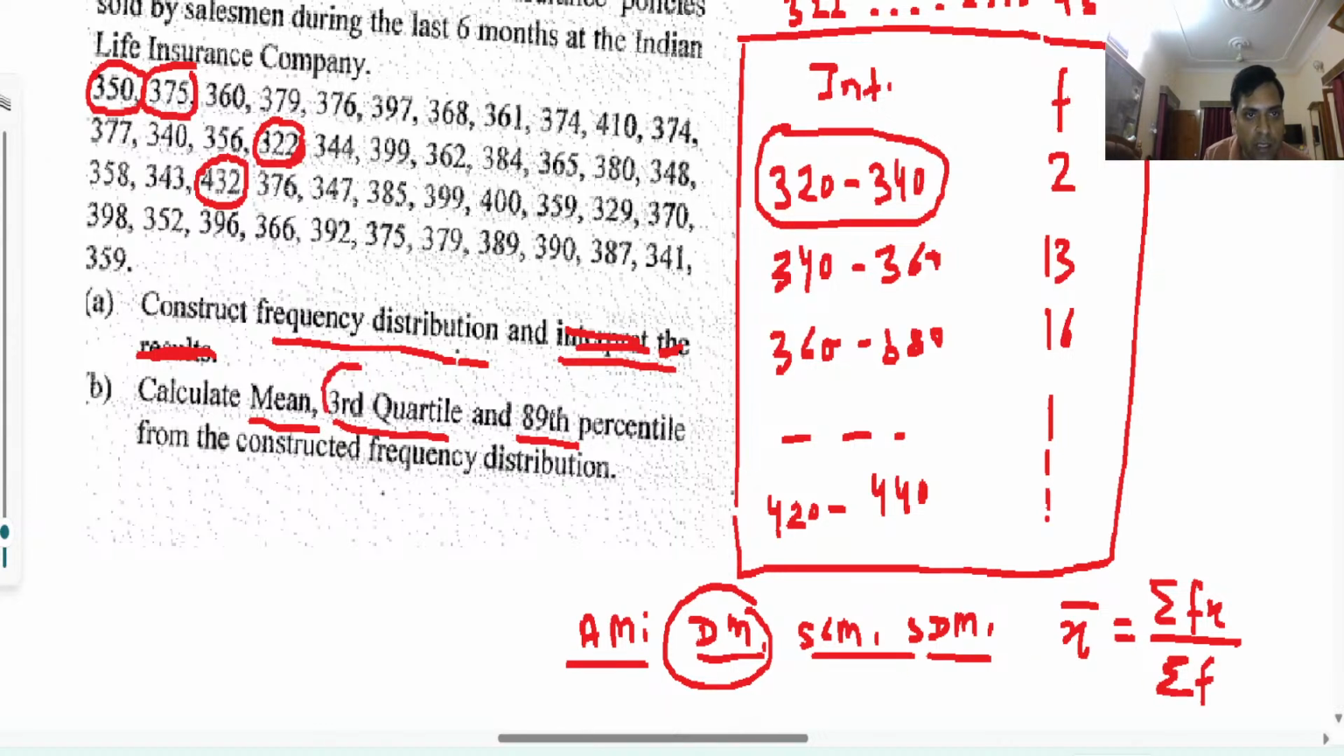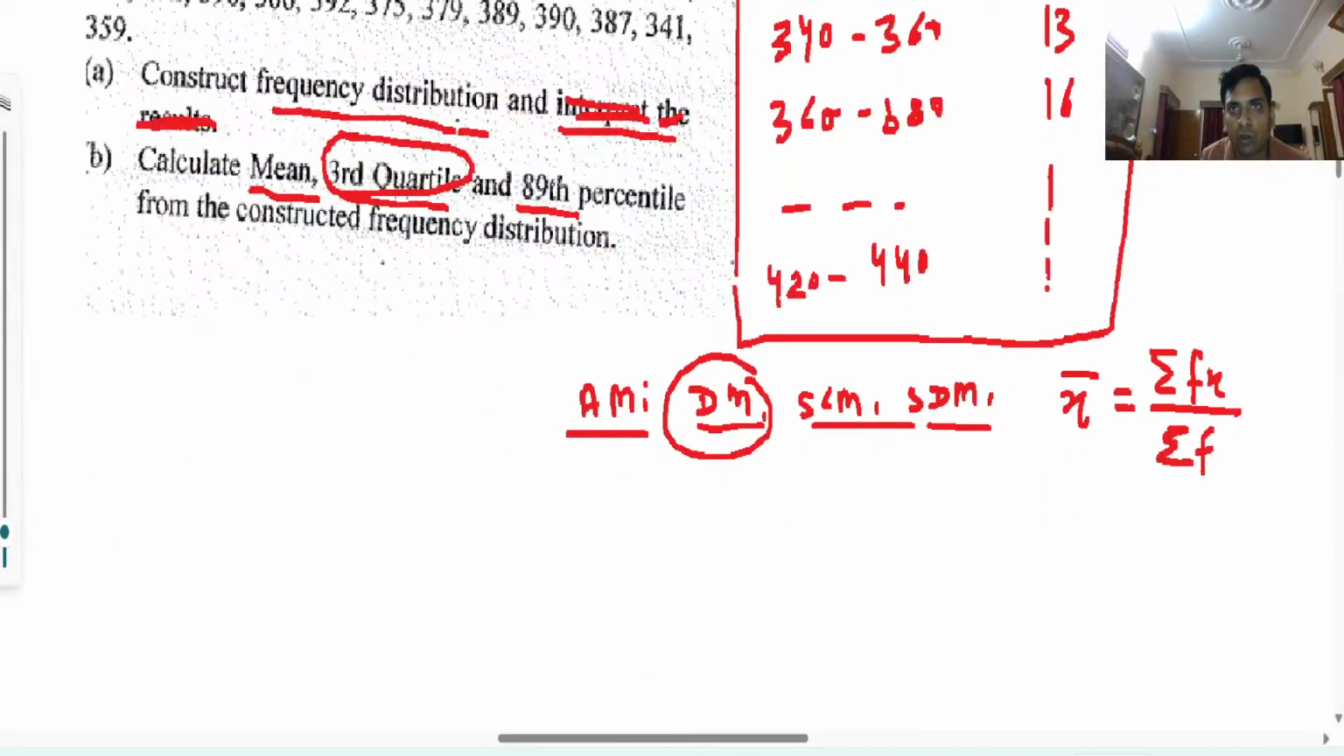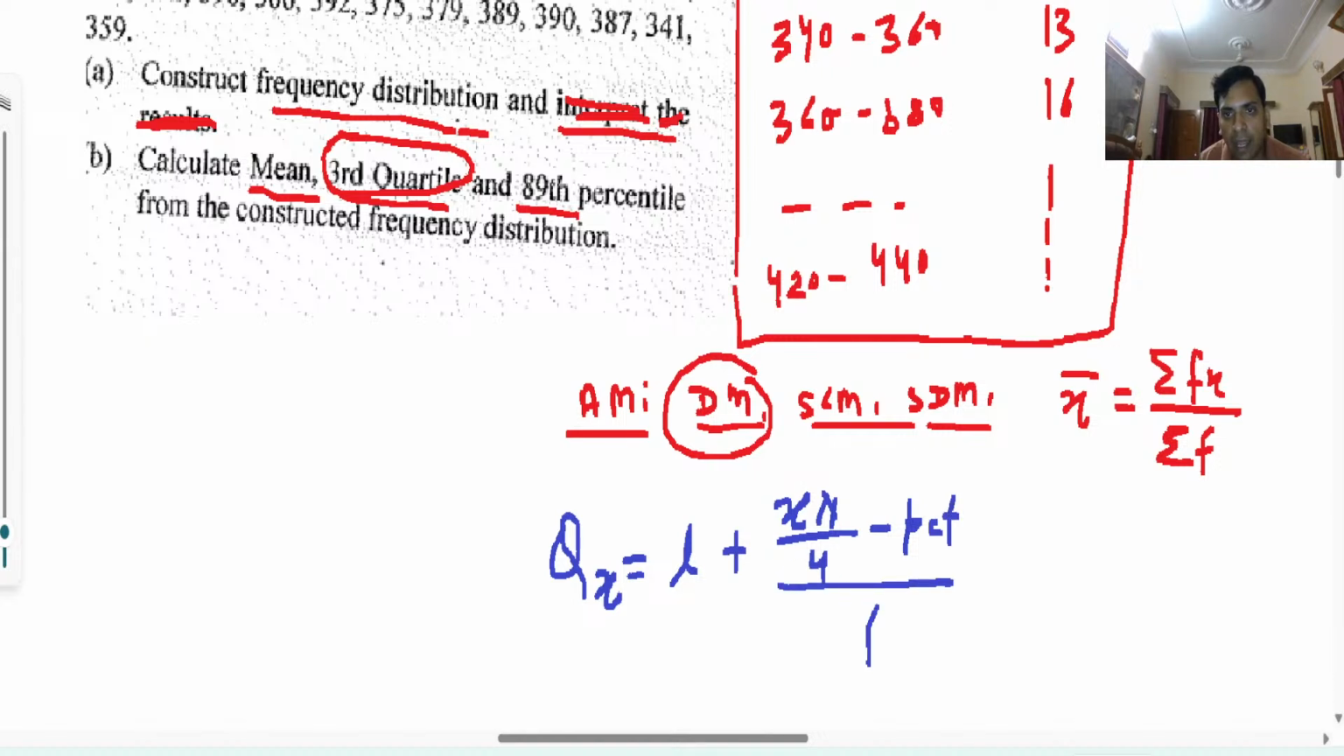Now the second point is the third quartile. For quartile, I have explained the formula for continuous data. This is denoted by Qx, and it is L plus (x times n upon 4, because this is quartile, divided by 4, minus PCF) upon F, into I. We will use this formula where we put x equal to 3, because we need to find the third quartile. So we will replace x by 3, and this becomes 3n upon 4.